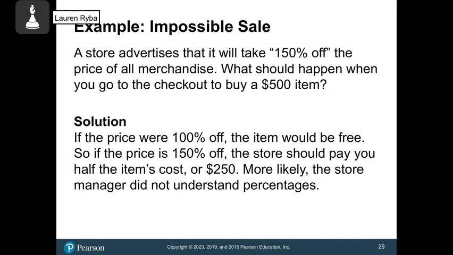A store advertised that it will take 150% off the price of all merchandise. What would happen when you go to checkout to buy a $500 item? Well, if the price were 100% off, the item would be free. So to say that something is 150% off, that would mean the store would be paying you to buy or take their product. So clearly, if that is ever seen, it was probably a typo or a mistake, because you cannot take more than 100% off of something.